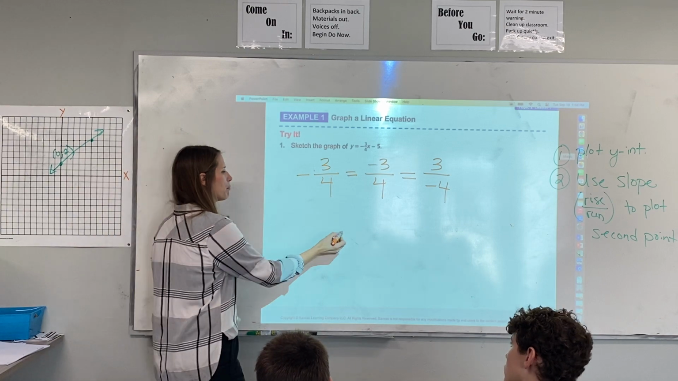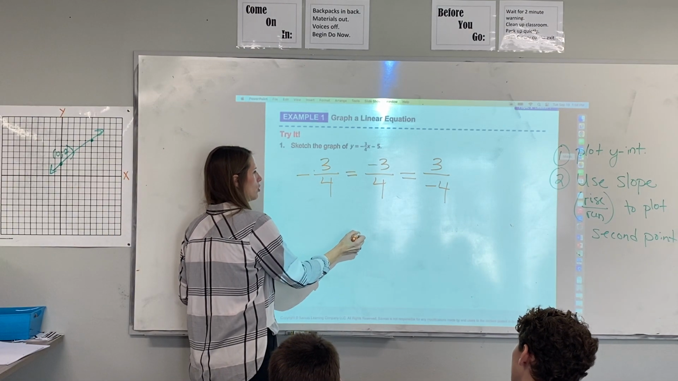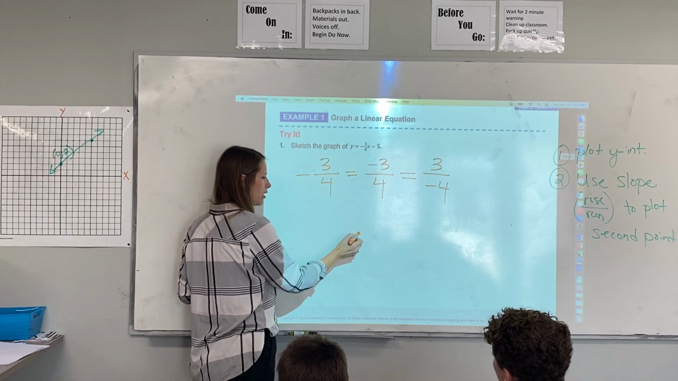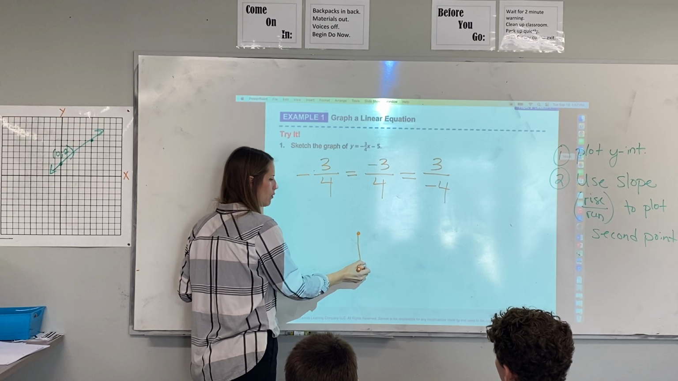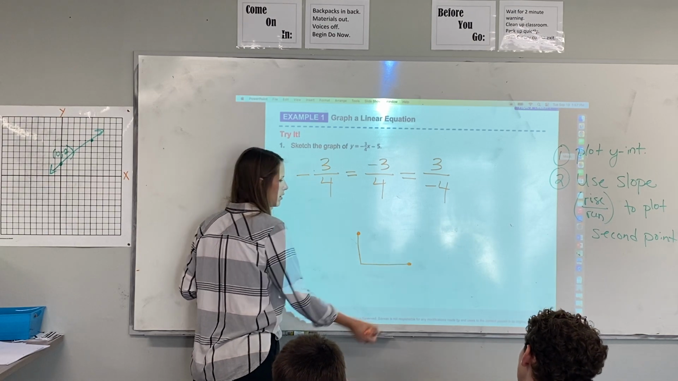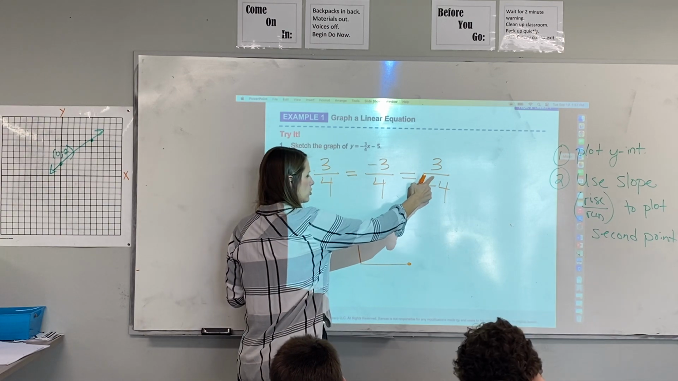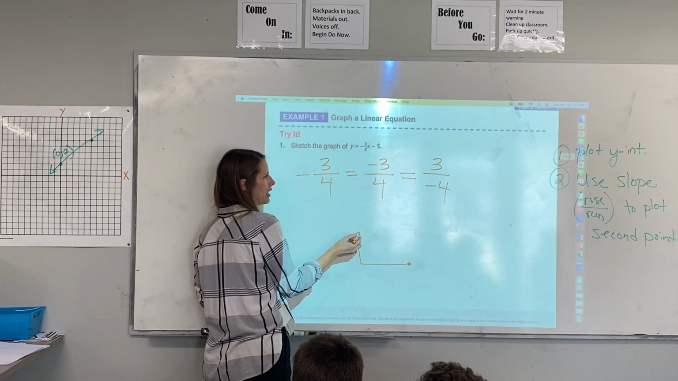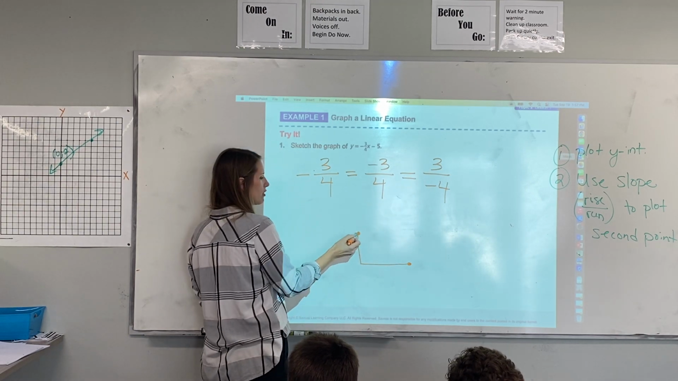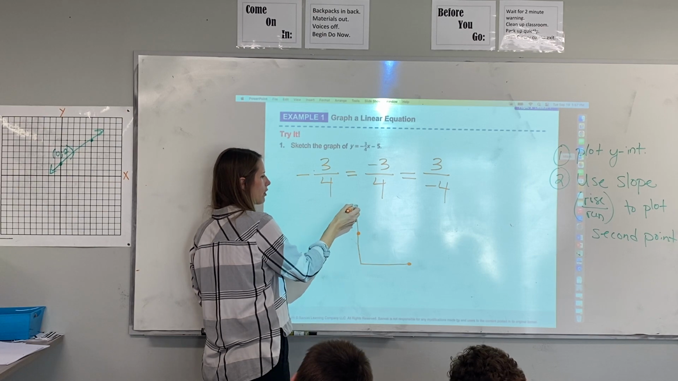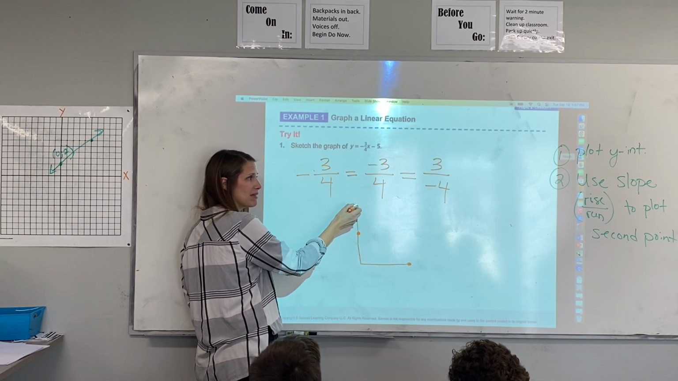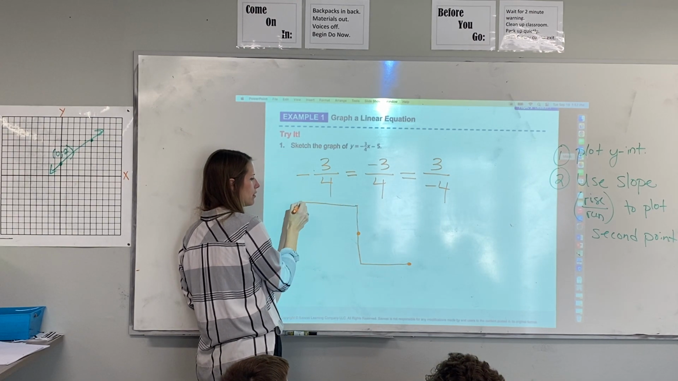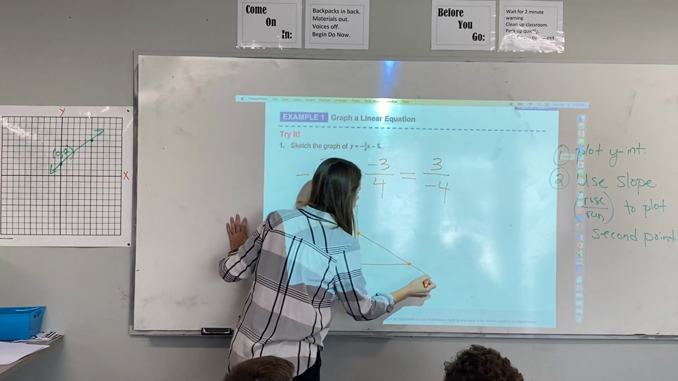So that means if you have your point here, you could say, well, it's down 3, right? And over to the right 4. 1, 2, 3, 1, 2, 3, 4. Okay? Or you could say, well, it's also +3 over -4, so we could rise 3, 1, 2, 3, and go to the left 4. A negative run means to the left. 1, 2, 3, 4. Either one works, they all form the same line.